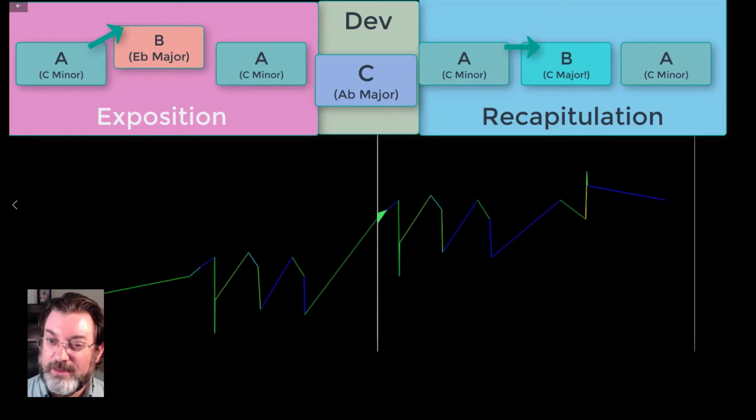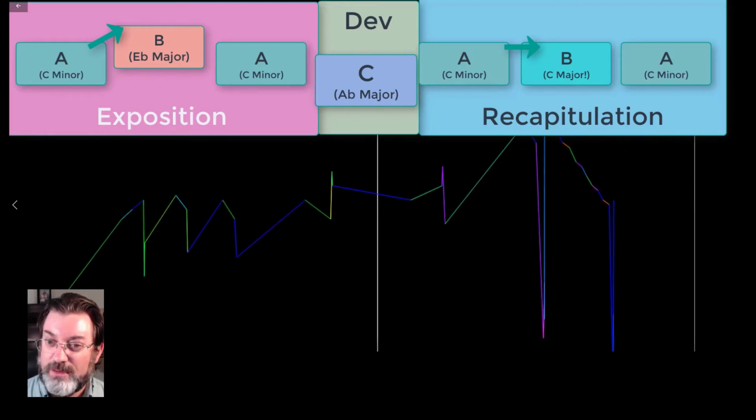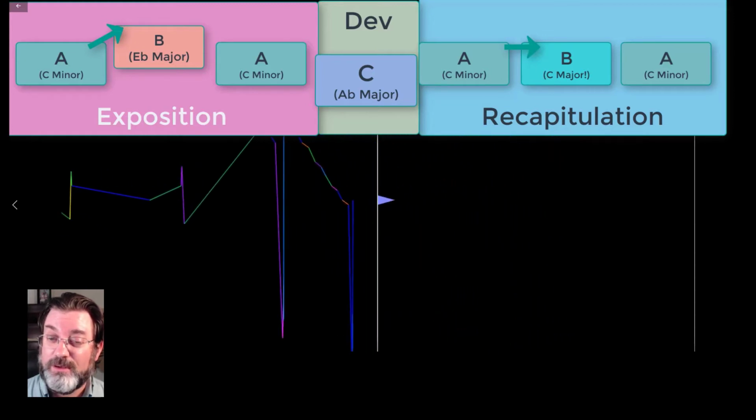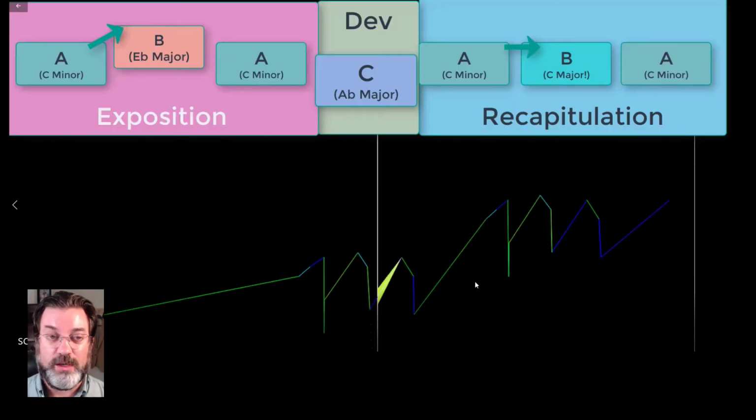It's in the wrong key. It's in A flat major here. But abruptly transition to a final chord in C minor. So you see we have all of the parts of a sonata form.